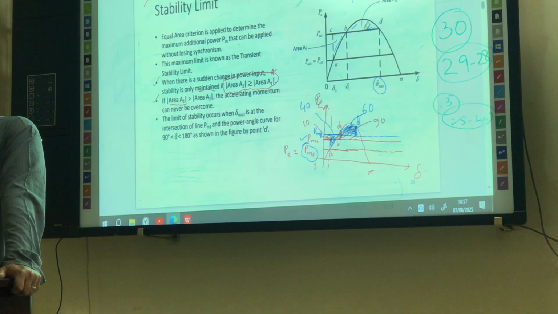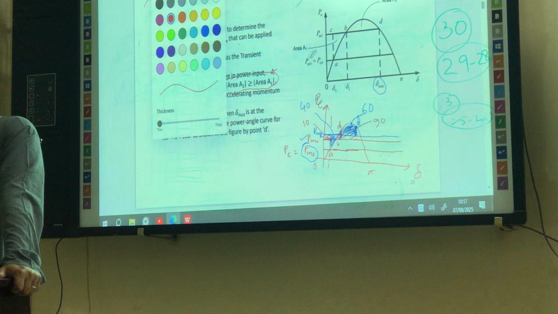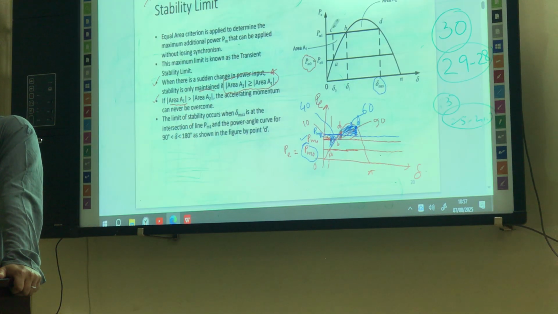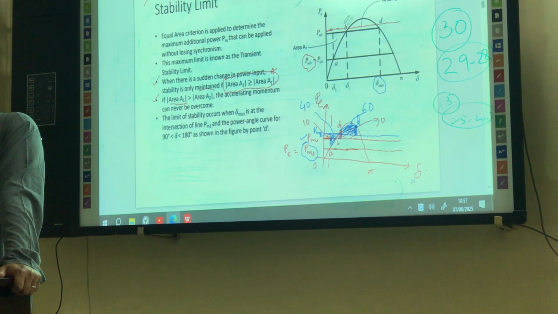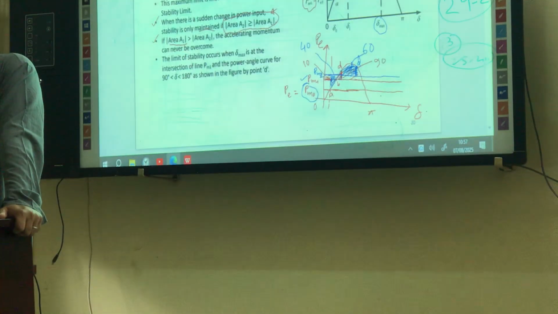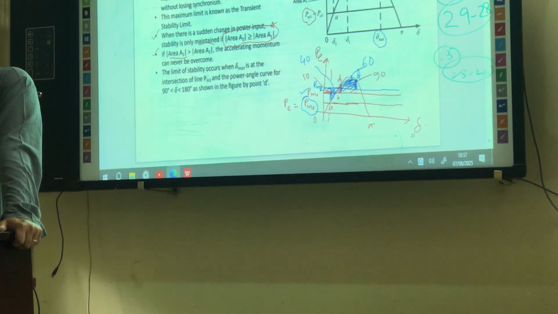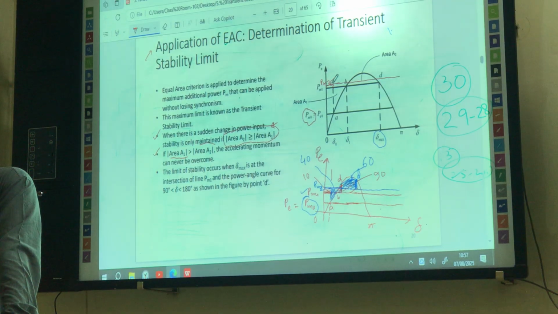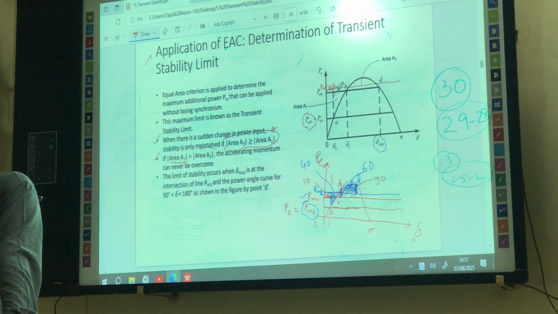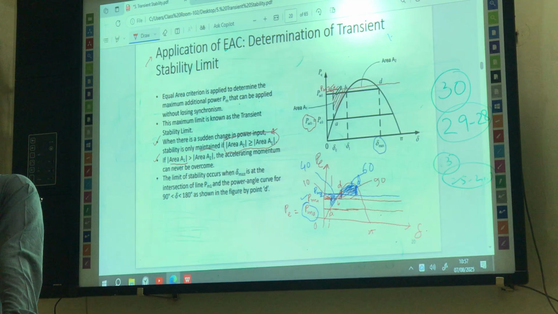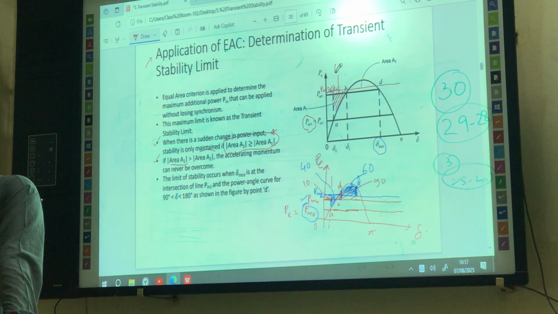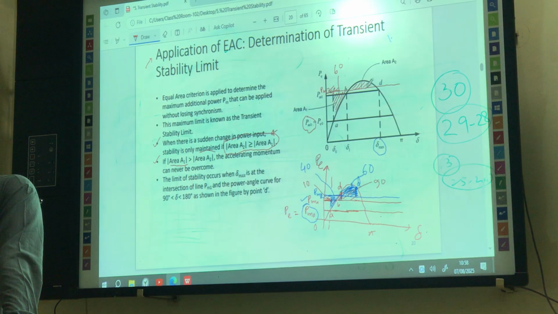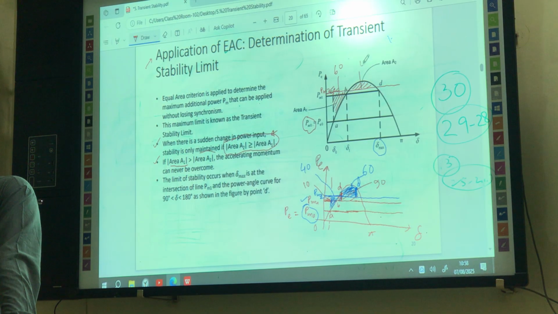Let's increase this PM a bit. And obviously this increment will be calculated from PM0. Let's say now the increment is like this. Let's say this is our PM0, so the increment is from PM0 to PM2. So now this will be the new C, right? And this will be our acceleration area. Let's say this is 60, and this area is the deceleration area. Let's say it is 40, right?